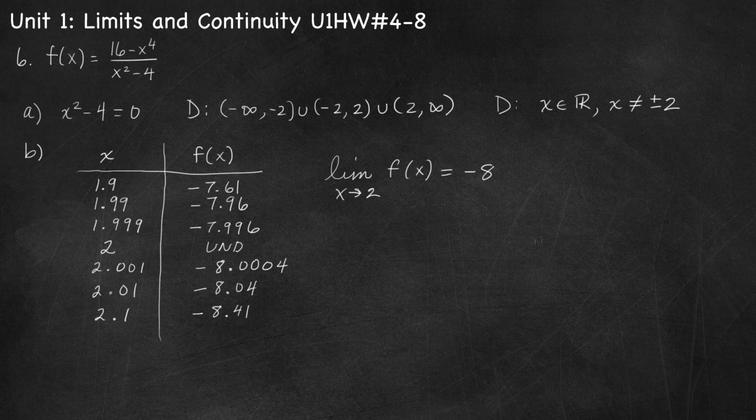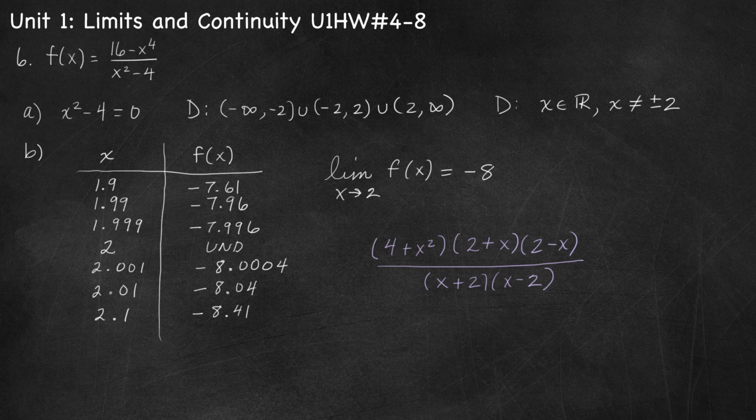Part C, use algebra to simplify 16 minus x to the fourth over x squared minus 4, and hence work to evaluate the limit of f as x approaches 2 exactly if it exists. So 16 minus x to the fourth is the difference of squares. It can be factored as 4 plus x squared times 4 minus x squared, and 4 minus x squared is also the difference of squares, 2 plus x times 2 minus x, over x squared minus 4 factors as x plus 2 times x minus 2.